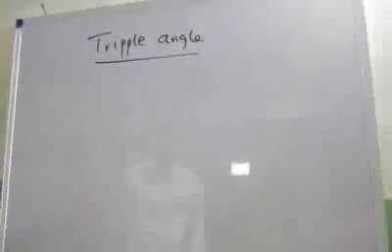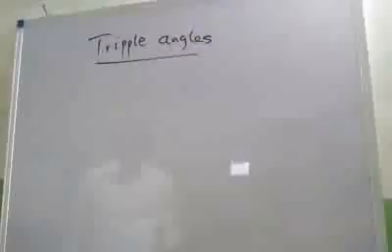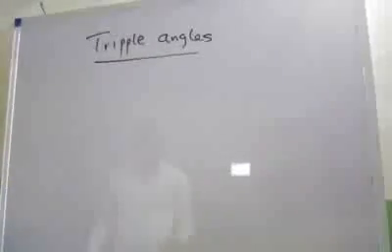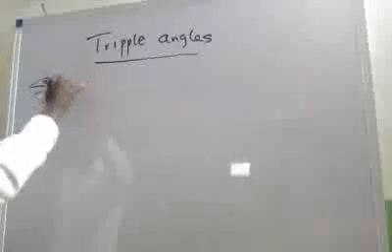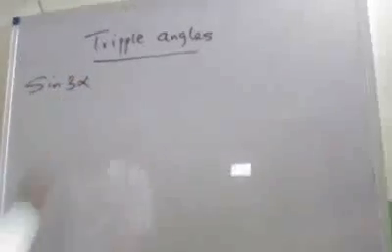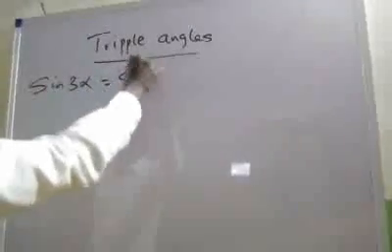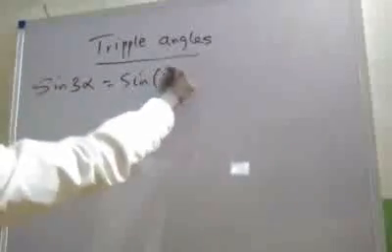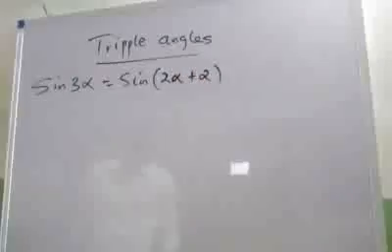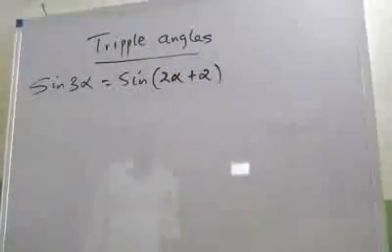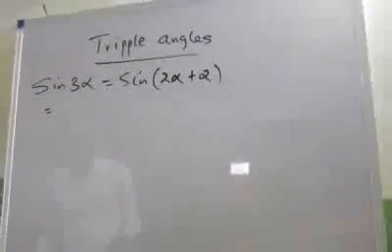So we are looking at triple angle formulas. We'll start with sine 3x or sine 3 alpha. Sine 3 alpha is the same thing as sine of 2 alpha plus alpha.